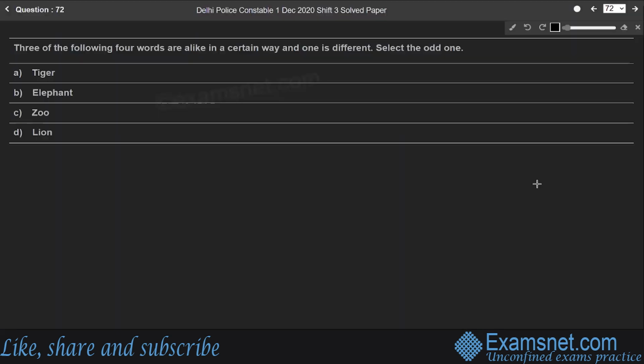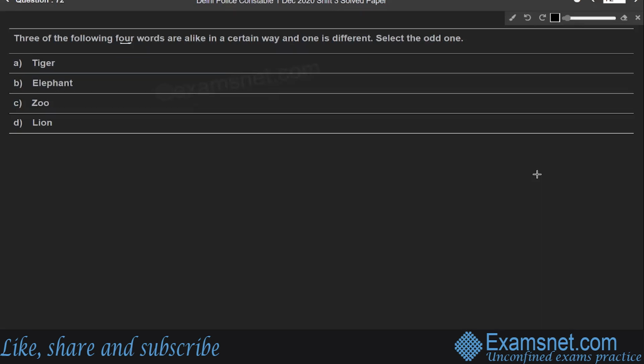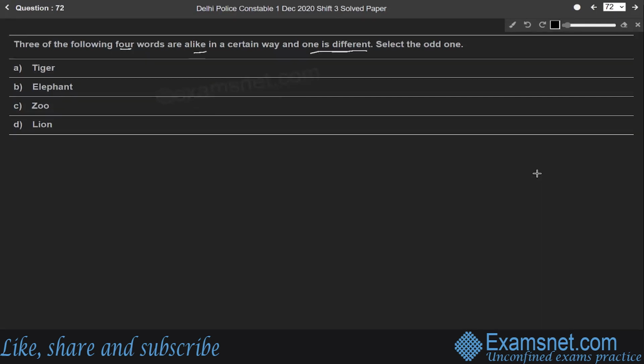Question 72. Three of the following four words are alike in a certain way and one is different. Select the odd one. So here in the given options, tiger, elephant and lion, all are animals, where zoo is a place where all kinds of animals are kept. Therefore, zoo is the odd one, hence option C.